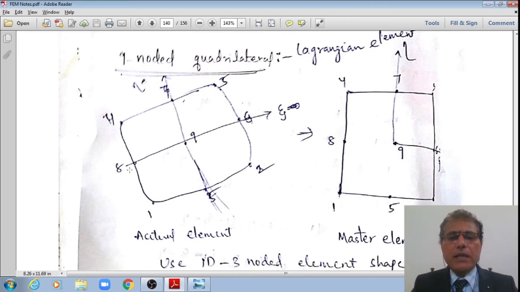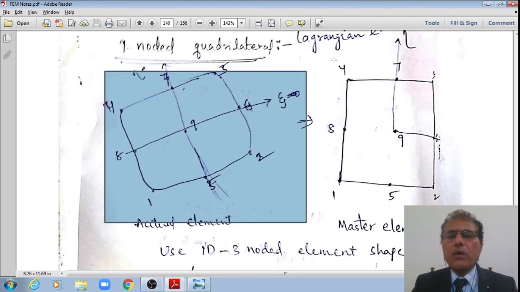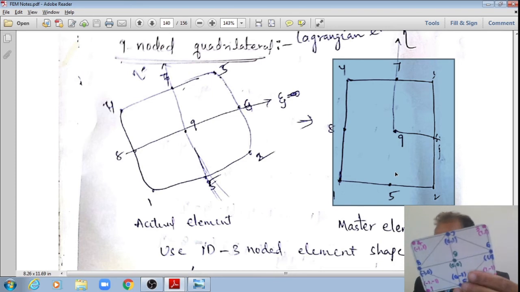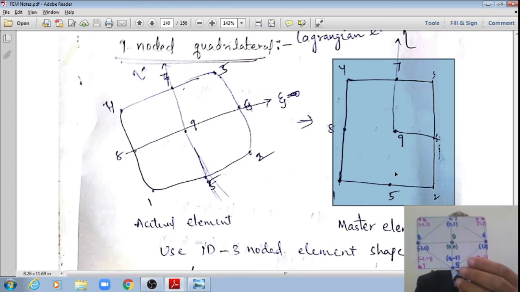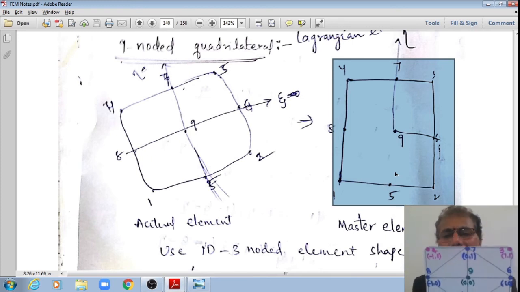Then if you understood that, that is how my actual element looks, student, in xi eta space. Whereas now I'll consider a master element which is a square in the natural coordinate system, whose coordinates are given by this, right? That you have just seen in the 8 node quadrilateral.